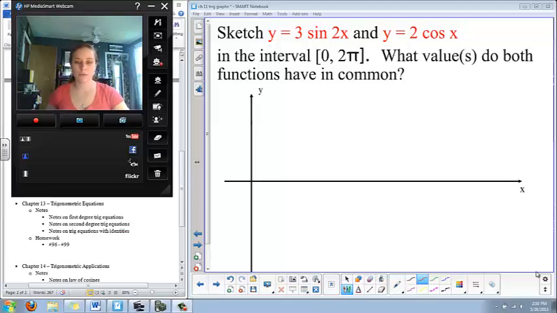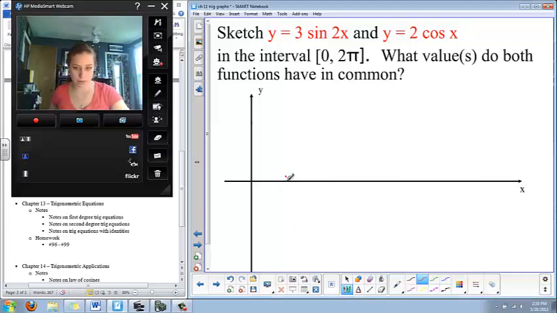Alright, John, so I just have one more question that I want to do with you, and then I'm going to let you go. This is not one of the homework questions, but we want to sketch these two graphs: y = 3 sine of 2x, and y = 2 cosine of x over the interval between 0 and 2 pi.